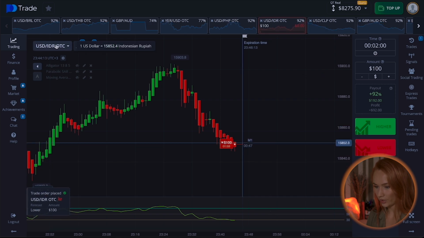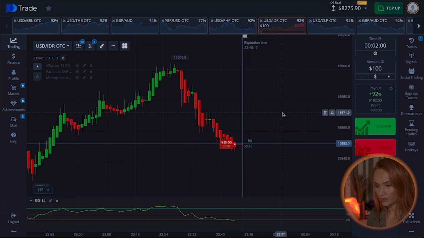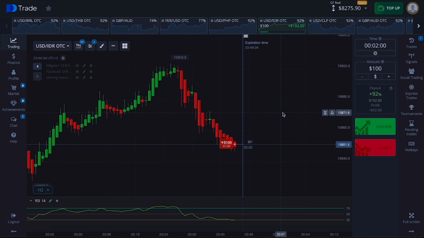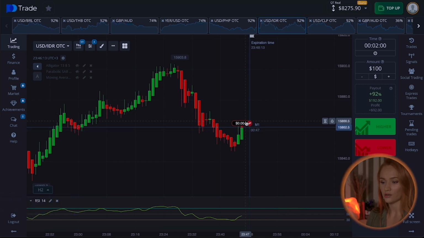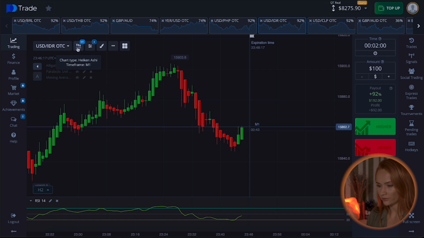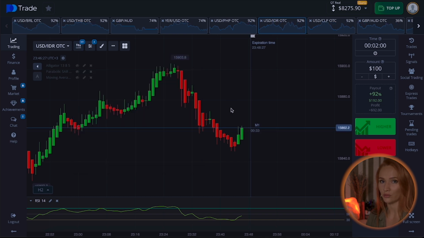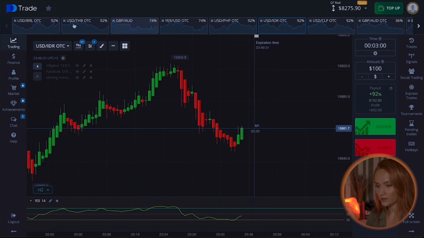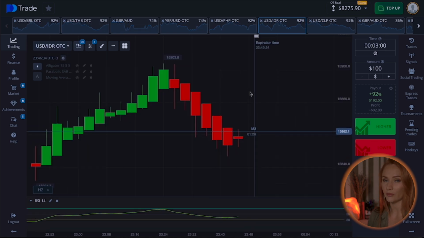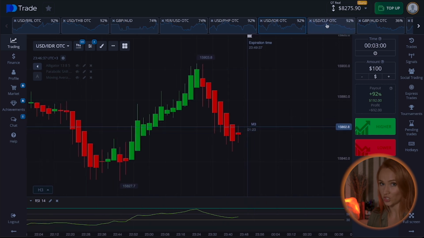So the next currency pair, dollar Indonesian rupee, and a sell deal. Well, as you can see, the deal has gone negative. We have set the time frame to 1 minute instead of 5 minutes. We can see that predictability has begun to deteriorate, so let's now set the deal time to 3 minutes and time frame to 3 minutes as well and see what changes.